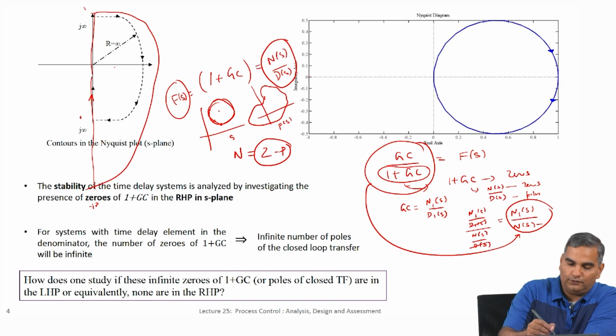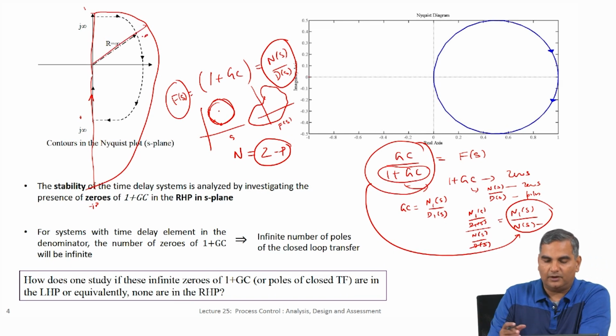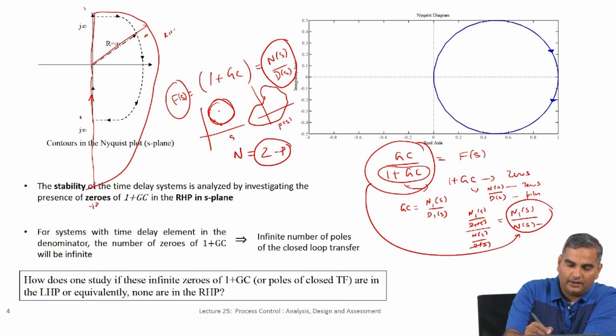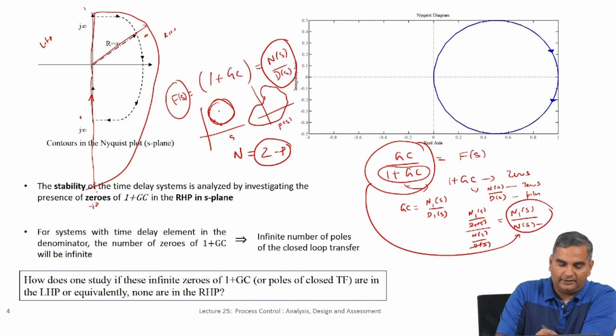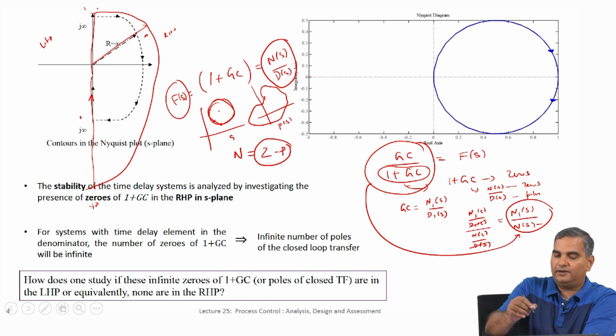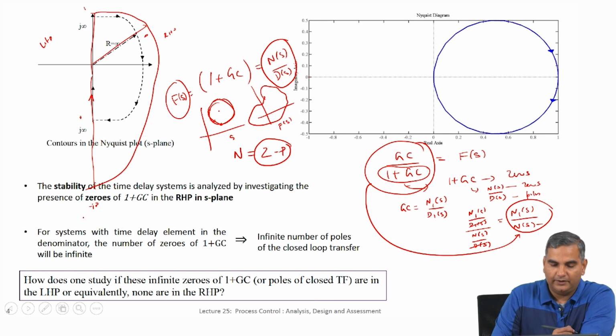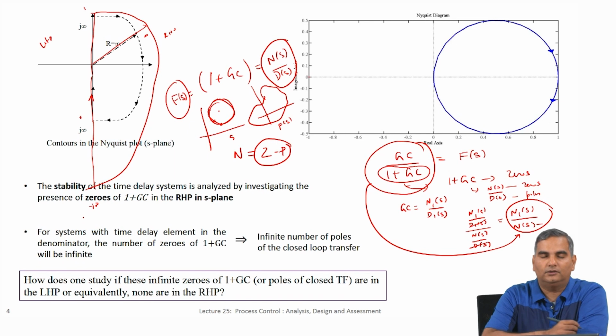If you make this radius infinity, then basically what you are saying is I am going to cover the whole right half plane. So this is the right half plane and this is the left half plane. So basically I start from minus j infinity, go all the way up to j infinity, and take a very large infinite circle and come back to minus j infinity. Now this whole contour basically covers all of the RHP.